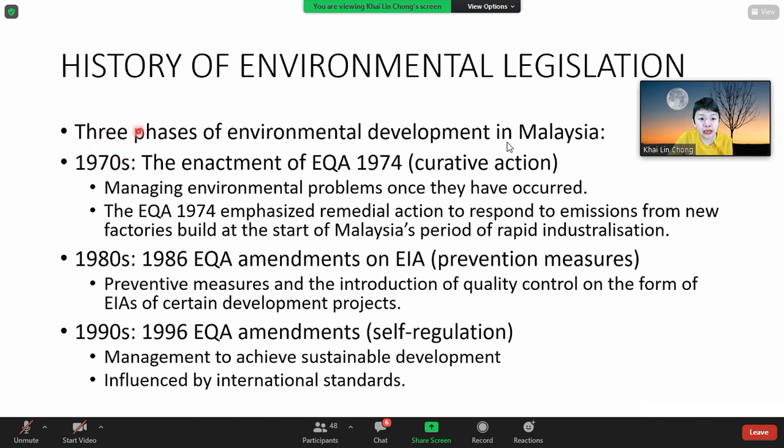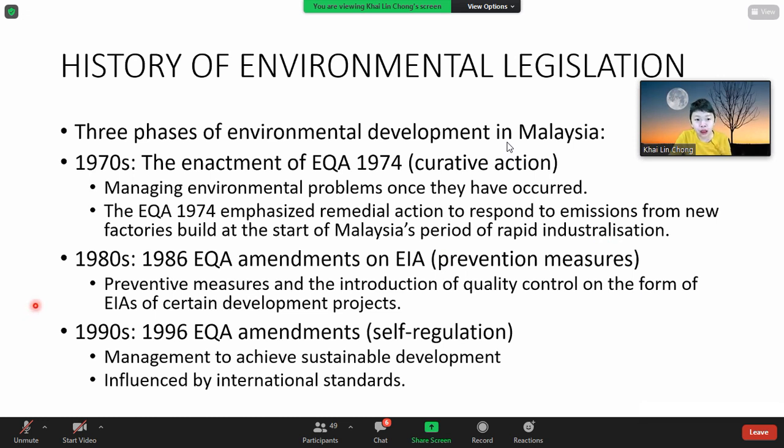Okay. So, there are three main phases of the environmental developments in Malaysia. Okay. Bermula dalam tahun 70-an, kita ada enactment of EQA. Okay. Masa ni baru curative actions. Okay. Bila ada masalah baru kita pergi rancangkan. Okay. Curative means kita bertindak secara passive. Bukan actively, tapi kita passive actions. Okay, bila ada masalah, baru kita fikir macam mana kita nak selesaikan. Okay, so managing the environmental problem once they have occurred. So the EQA 1974 emphasized the remedial actions to respond to the emissions from new factories built at the start of Malaysia's period of rapid industrialization.